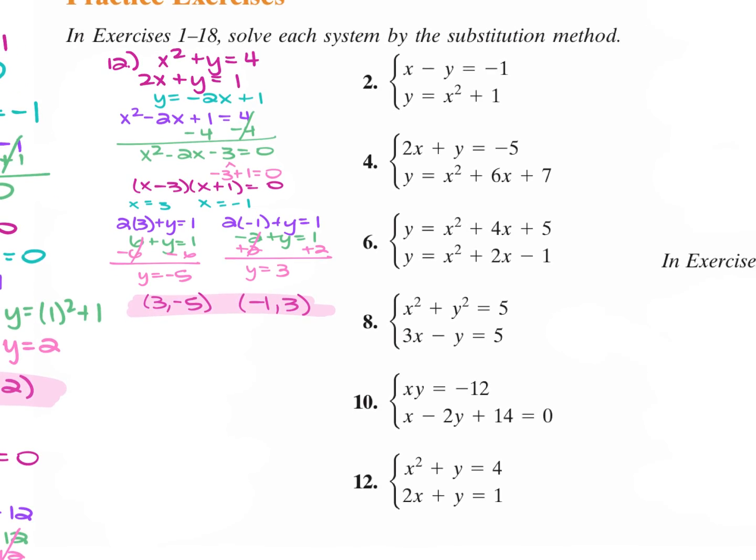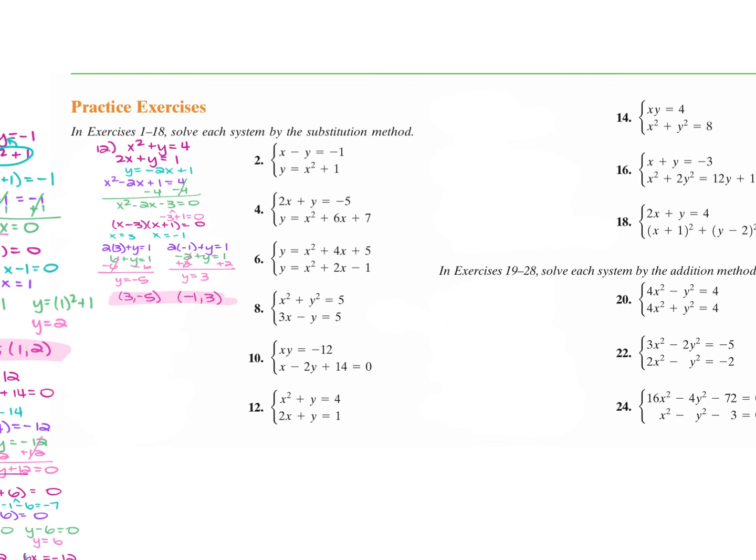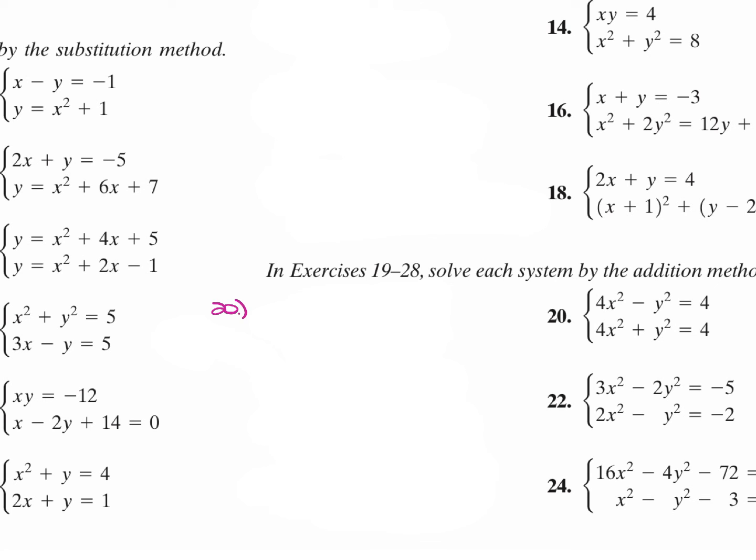For the next one that we're going to look at, let's look at 20. So for 20, you have 4x squared minus y squared is equal to 4, as well as 4x squared plus y squared is equal to 4. Our y's are opposites, so we're just going to combine like terms here. The 4x squared plus 4x squared is 8x squared, and 4 plus 4 is 8.